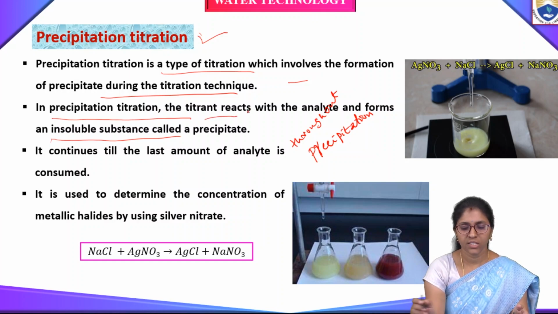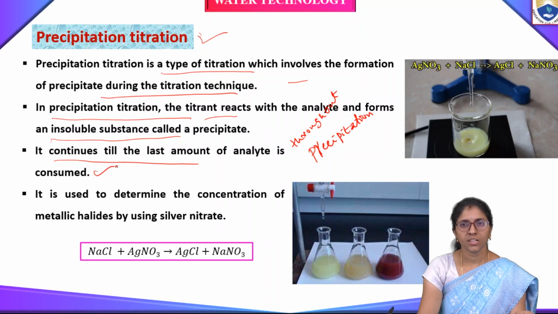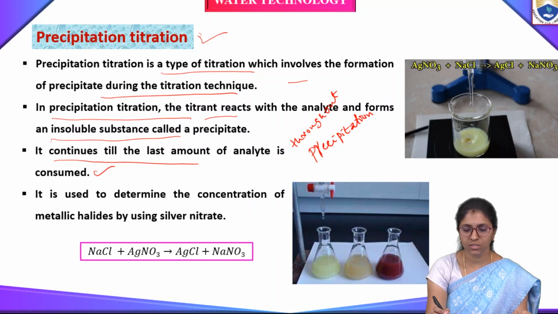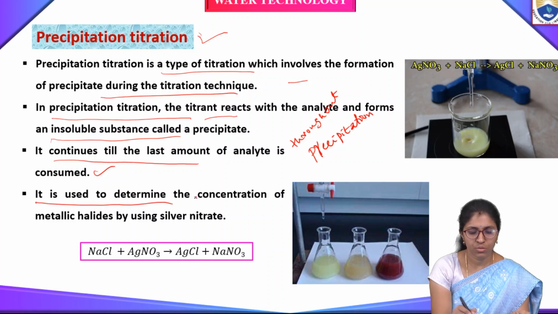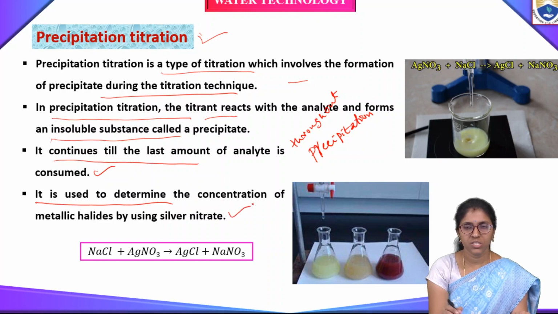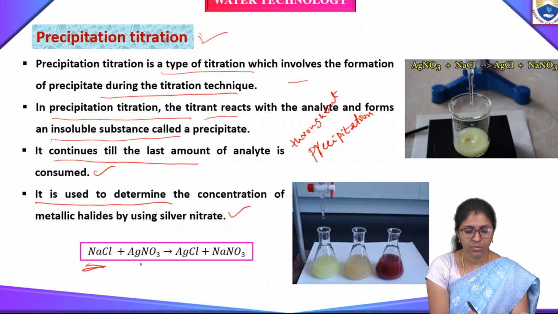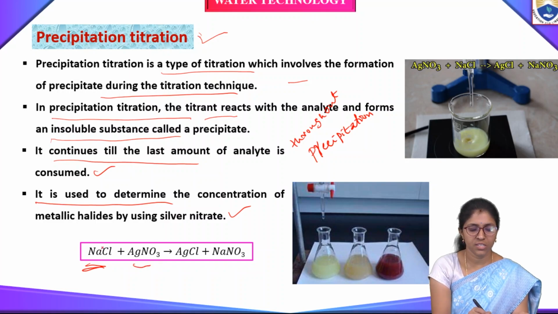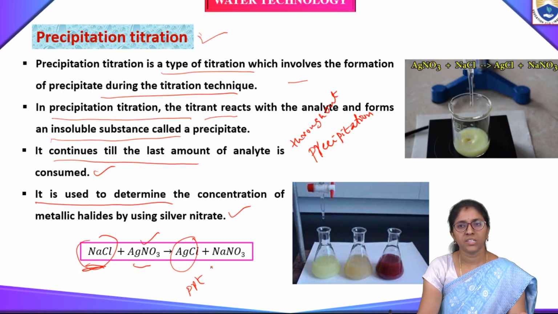In this, the titrant reacts with the analyte and forms an insoluble substance called precipitate. It continues till the last amount of analyte is consumed. It is used to determine the concentration of metallic halides, for example sodium chloride, by using silver nitrate. When this sodium chloride is titrated against silver nitrate solution, we will get AgCl precipitate. So this type of titration is called precipitation titration.